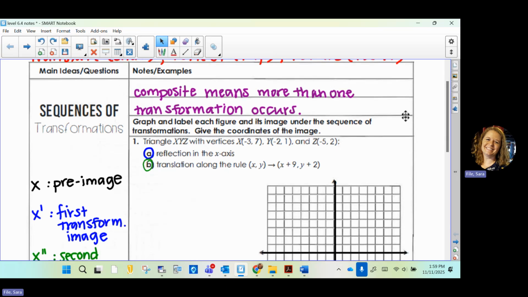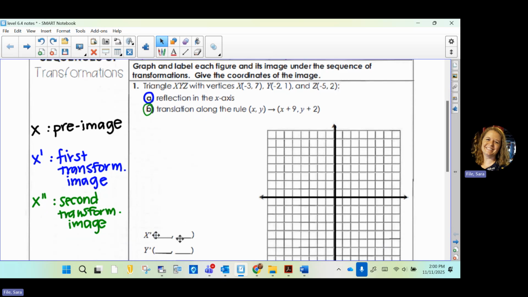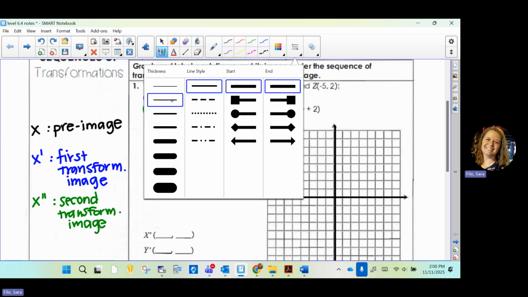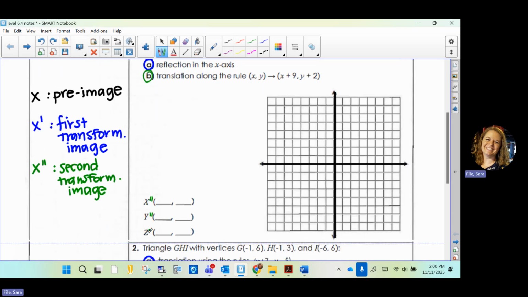Now, what I need you to fix on here, I didn't realize when I printed it, all of the places they have for you to put your answer say prime. See, it has X prime, Y prime, Z prime. Since we're doing 2 transformations, we actually want a double prime on these. So just add another apostrophe or tick mark so that it's X double prime, Y double prime, Z double prime.